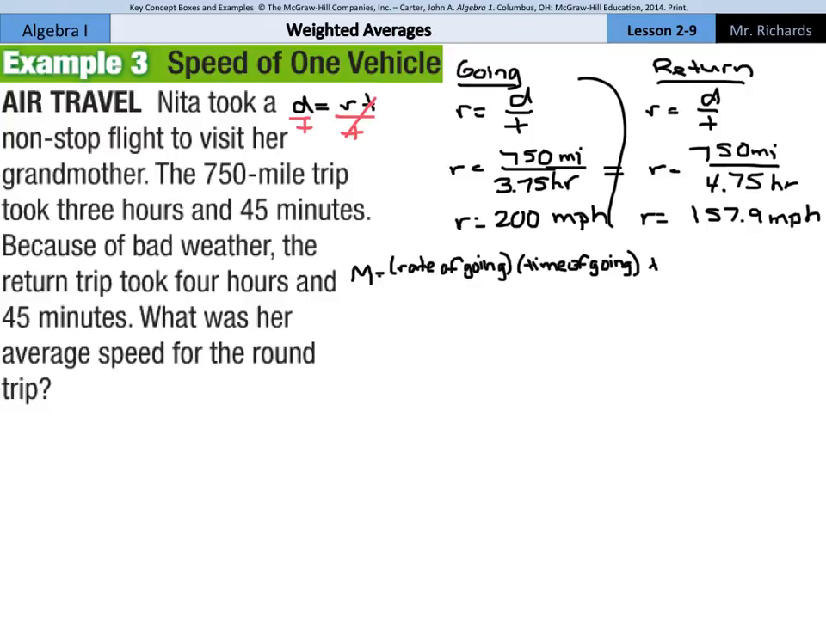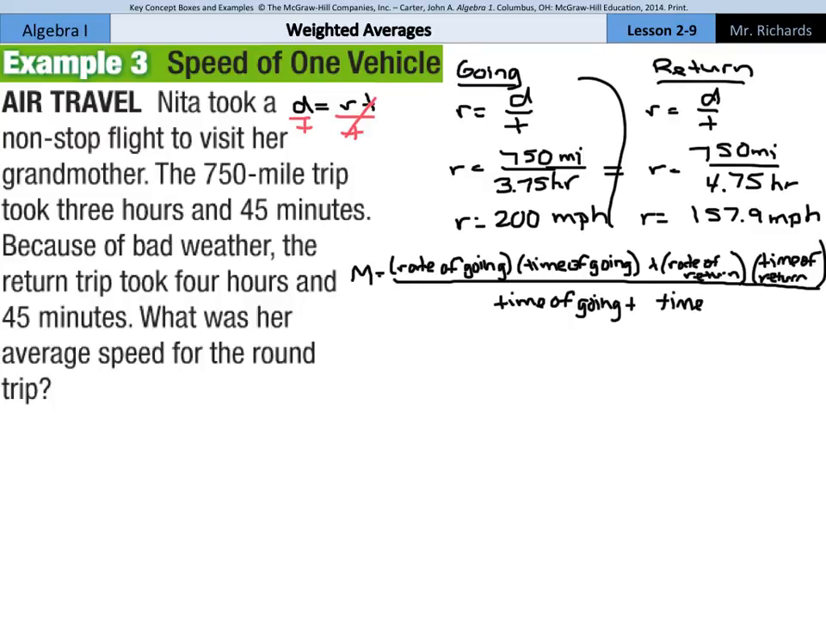We're going to add that to our rate of return multiplied by our time of return. Now this is all going to be divided by our time of going plus our time of return. So now we just substitute in.